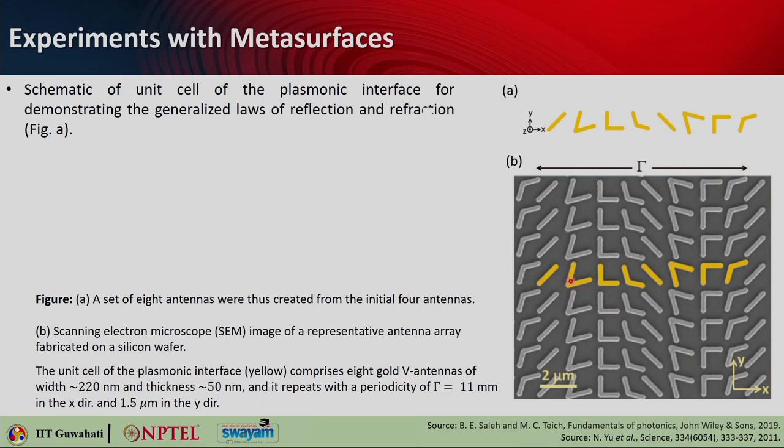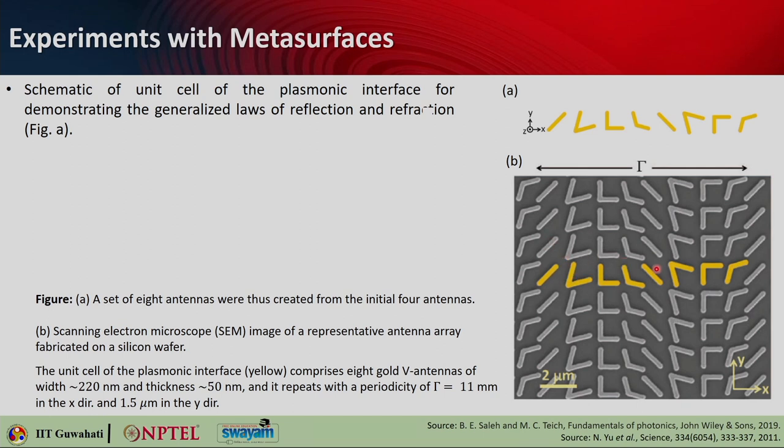So, this is how the antennas are taken, and then you take this as a unit cell and then you repeat it. So, this is an SEM image of the antenna array which is fabricated on a silicon wafer. The unit cell is basically these ones which are highlighted in yellow. These are all gold V-shaped antennas. The width is 220 nanometer and the thickness is 50 nanometer. And the repeat period with a periodicity of 11 mm.